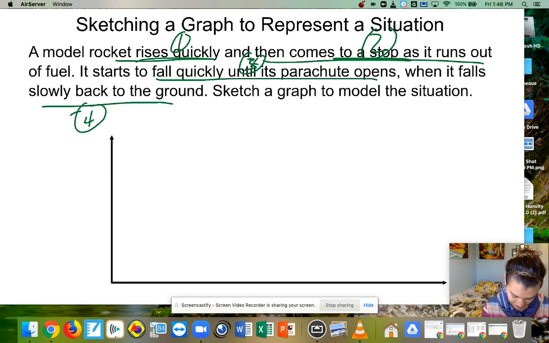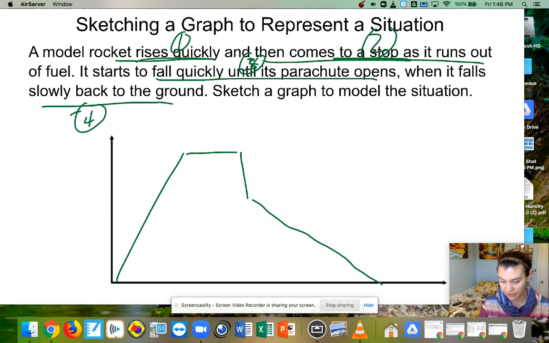So rising quickly, I'm just going to draw something rising quickly. Stops would be number 2, and then falls slowly. So I'll make this rise even faster to make it more obvious. So we're rising quickly, we stop, then we fall quickly, and then the parachute opens, and we fall slowly. So this would be your 1, 2, 3, 4.